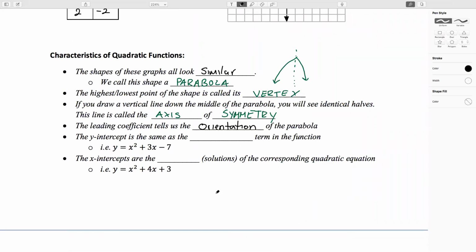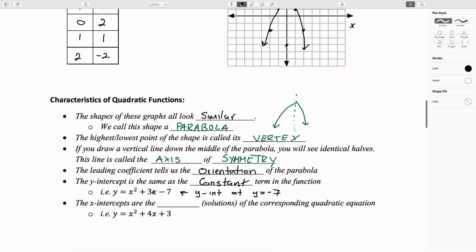And a couple other facts are characteristics of our graphs. The y-intercept is always going to be the same as the constant in your equation. So for example, y equals x squared plus 3x minus 7 is going to have a y-intercept at negative 7. And the reason for that is the y-intercept is the point where x equals 0. It's the point along the y-axis. If x equals 0, every term except the constant gets eliminated.